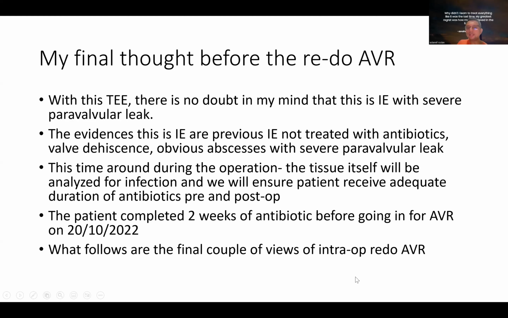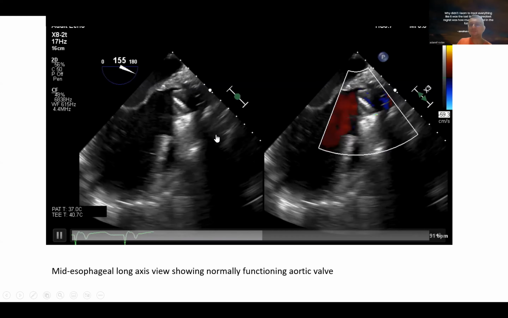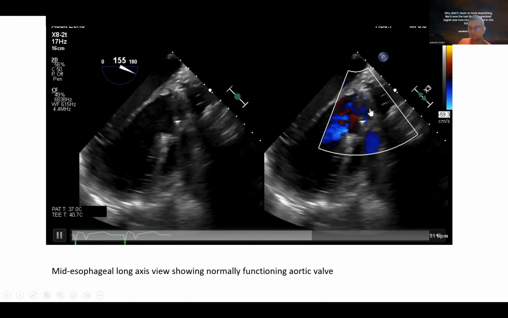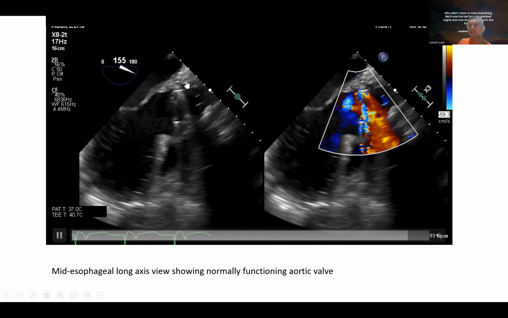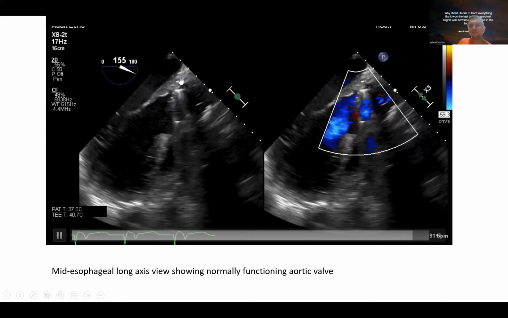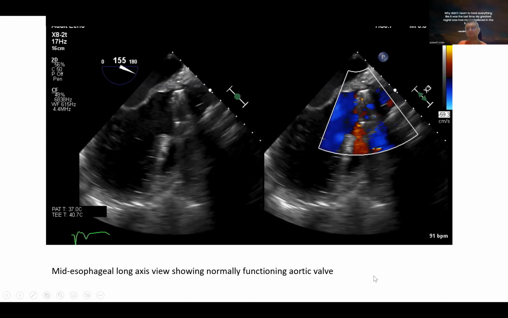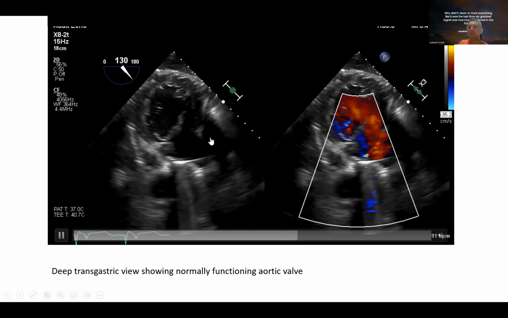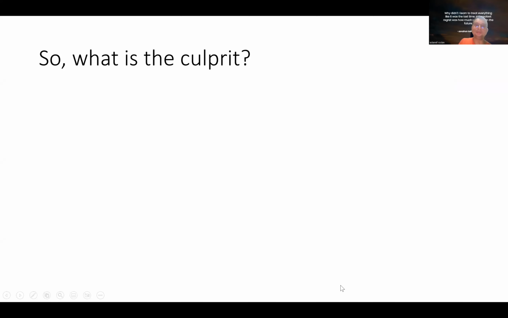What follows are the final couple of views of the intra-op redo AVR of this patient. This is a mid-esophageal long axis view, and we can see that the mechanical aortic valve is normal. This might seem like abscess, but remember that just after the operation, that can just be a hematoma that can resolve by itself. This is a deep transgastric view intraoperatively, again showing a normally functioning aortic valve. So this is the second operation.